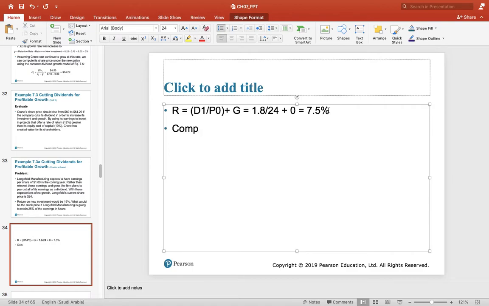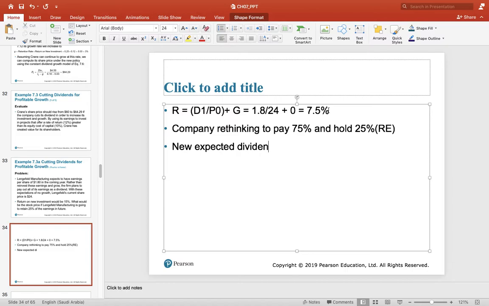Company is rethinking to pay 75% and hold 25% as retained earnings. And 75% will be the dividend. If that is the case, what will be the dividend now? Then the new expected dividend will be equal to how much?